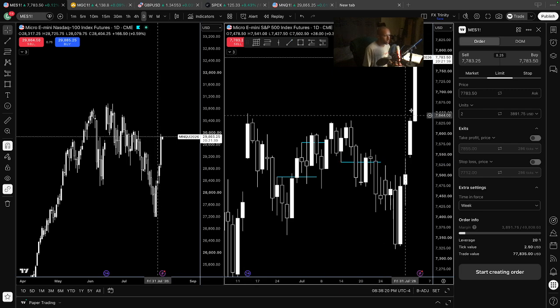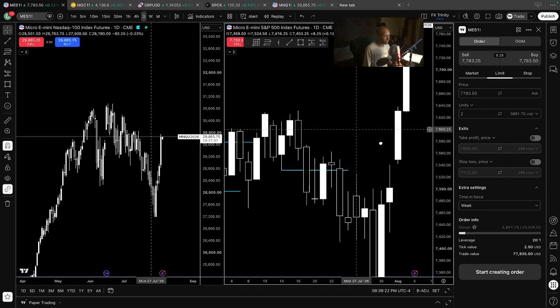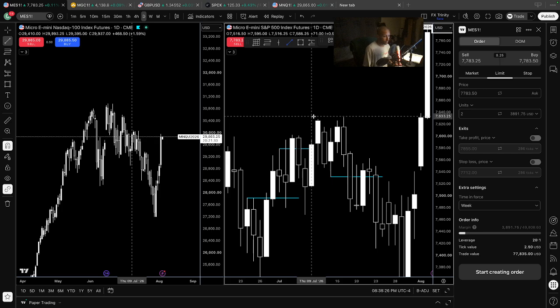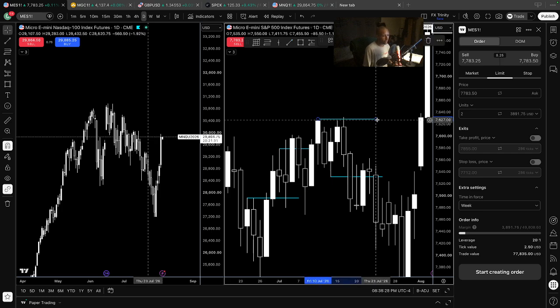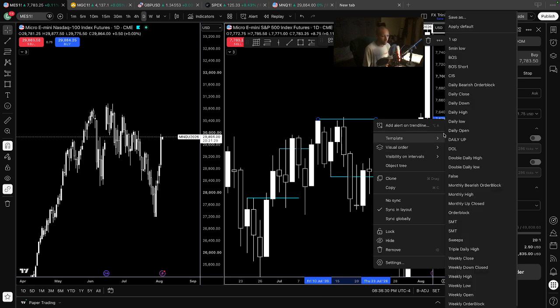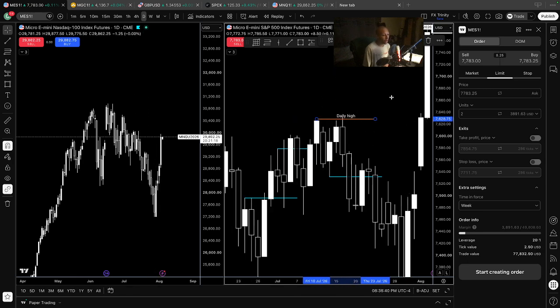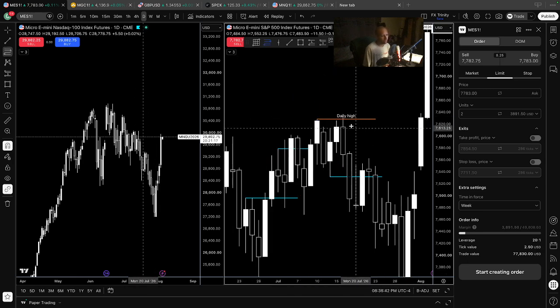So peep how this is expressing itself. You can't even miss this type of thing. We sweep a daily high right here, so let's just label this daily high real quick. Then we come down here and we close bearish. So we've swept the orders from here. We've closed bearish.